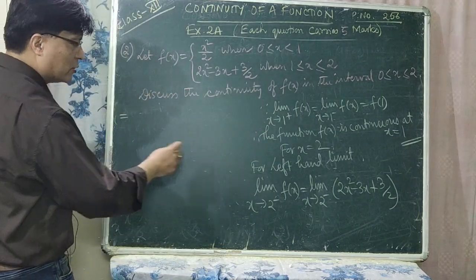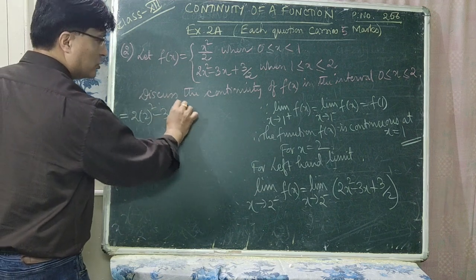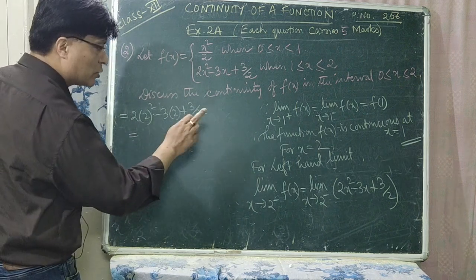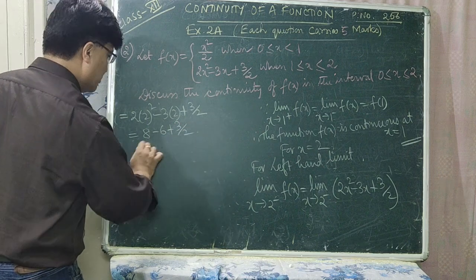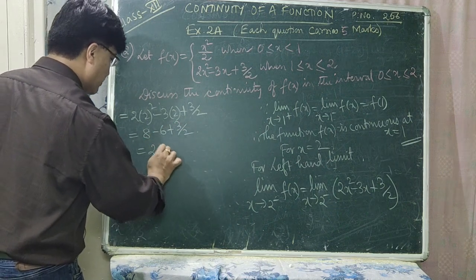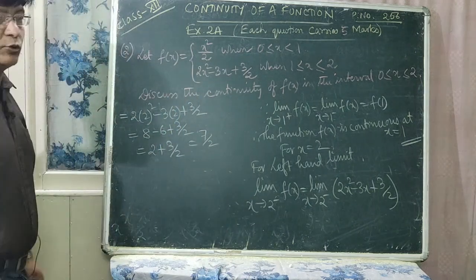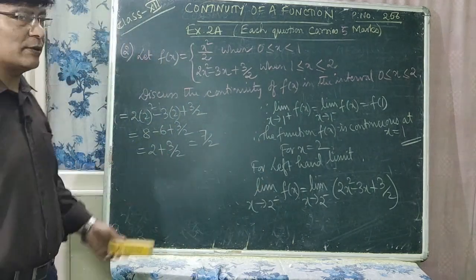So let us put x is equal to 2 out here. 2 into 2 whole square minus 3 into 2 plus 3 by 2, which is equal to 2 square is 4, 2 4s are 8, minus 6 plus 3 by 2. 8 minus 6 is 2, plus 3 by 2, which is equal to 7 by 2. So we have got the left hand limit at x is equal to 2, which is equal to 7 by 2.